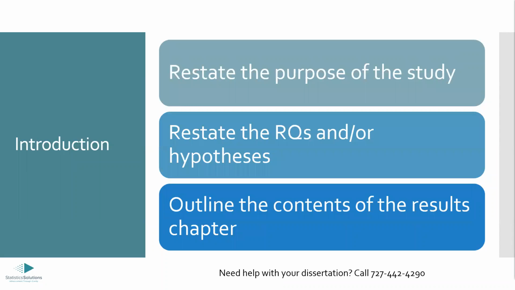So now let's talk about the different components of the results chapter, starting with the introduction. Like most other chapters in the dissertation, you may want to start with an introduction where you reorient the reader to the purpose of the study and your research questions, and then give an outline of what the chapter will include. You can start by just restating the purpose statement or the problem statement. This can be either a verbatim restatement of your purpose or problem from your previous chapters, or it can be an abbreviated version of the problem or purpose statement.